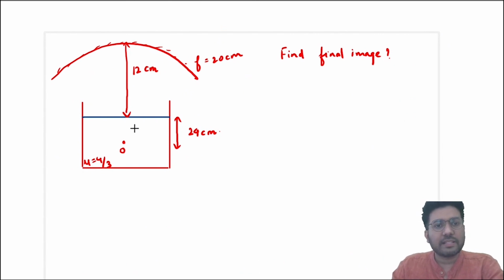Now let us look at this question. Here you have a concave mirror, and there is an object here which is at a distance of 24 centimeter from the interface. Mu is given as 4/3 and the focus of the concave mirror is 20 centimeter. We need to find the final image.